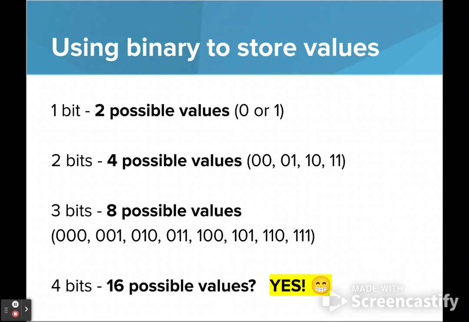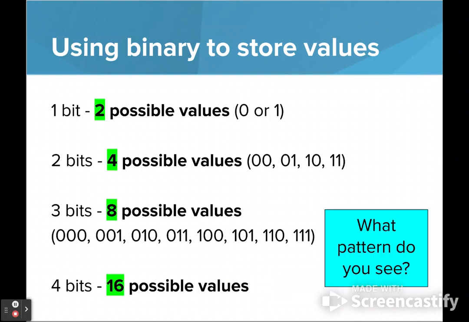The answer is yes. So every time you add in a new bit, you are doubling the number of possible values you could possibly represent. 1 bit, there was 2 possible values. 2 bits, using up 2 place values, there was 4 possible values, and so on. So 5 bits after this would have 32 possible values. 6 bits would have 64 possible values, and so on.